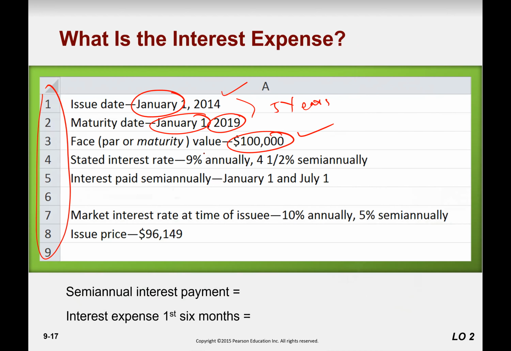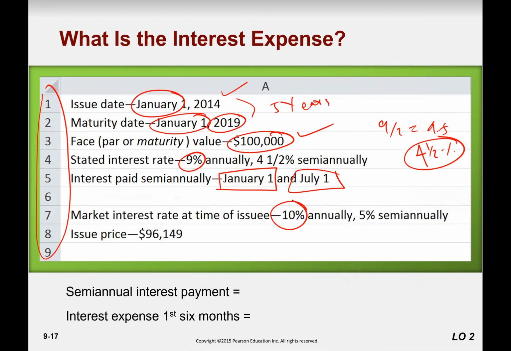Its stated interest rate, the coupon, is 9%, which is 4.5% semi-annually. So 9% divided by 2 is 4.5%. Don't worry about this. This is 4.5%. So interest is paid semi-annually, which means interest is paid on January 1st and July 1st. The market interest rate is 10%, and the issuance price is 96,149. Whatever the market interest rate is, the company has to pay 9% of 100,000.